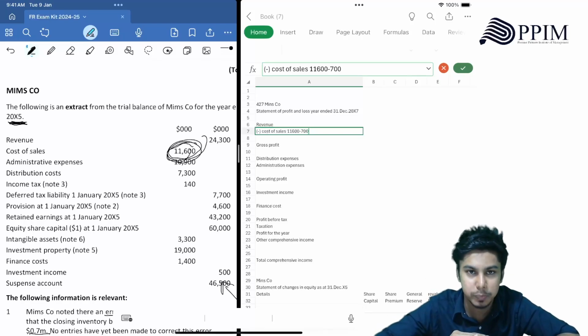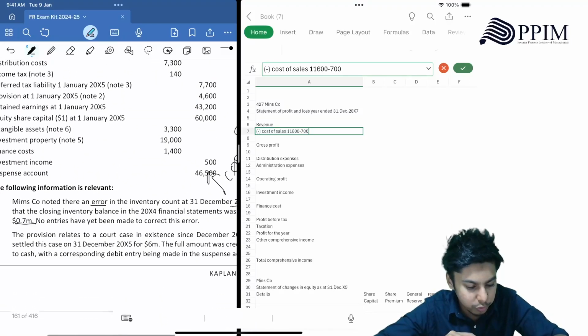I'm now going for the next adjustment. Okay, now guys, let's go for the next adjustment over there. Let's see what's happening.